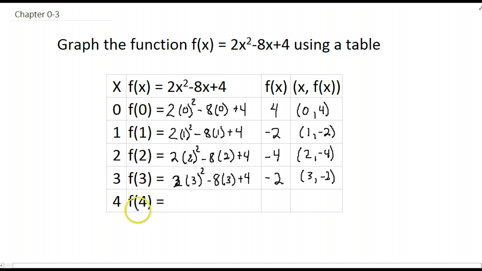And last but not least, we have our x value at 4. So we have f of 4 equals 2 open 4 closed squared minus 8 open 4 close plus 4. So our f of x value is 4. So our ordered pair is open 4, comma 4. So now we have these values, we have these ordered pairs, we have 5 of them. So now let's put them on a graph.